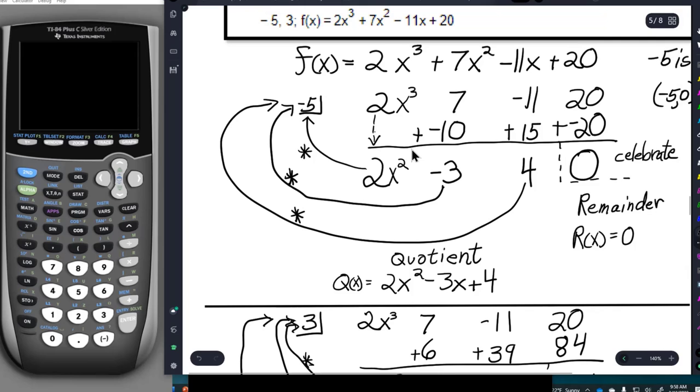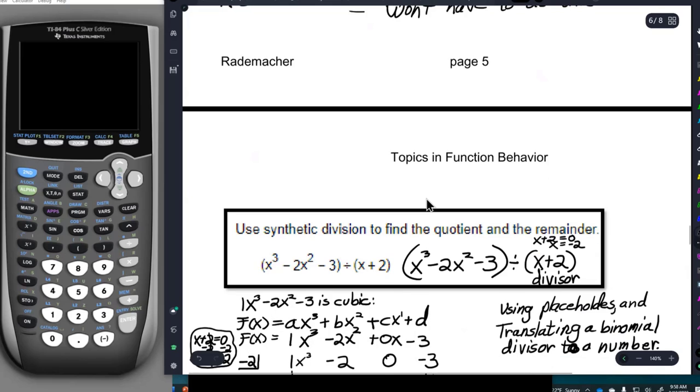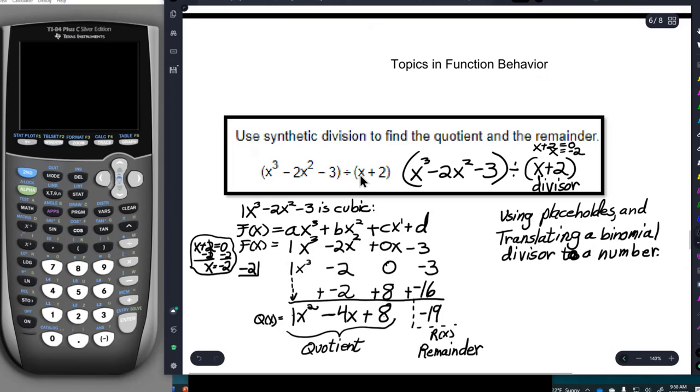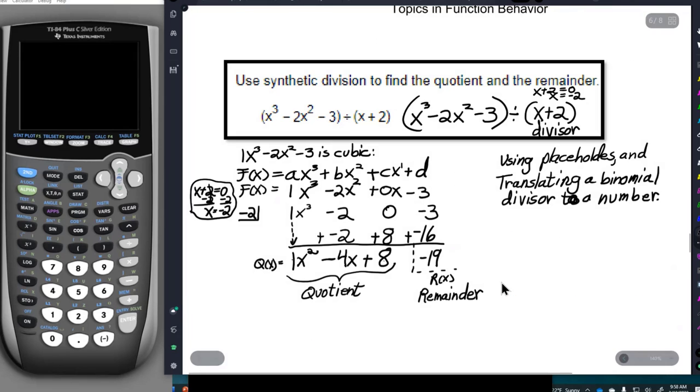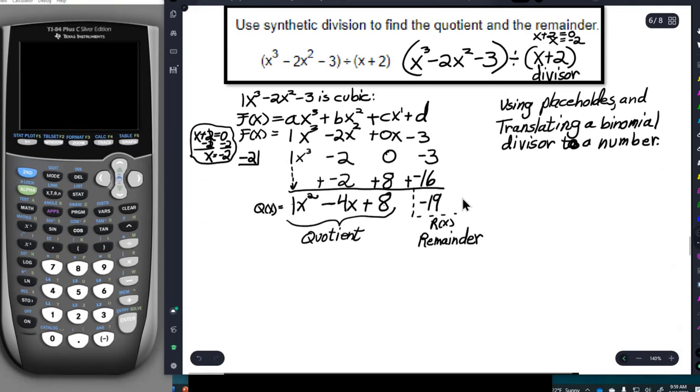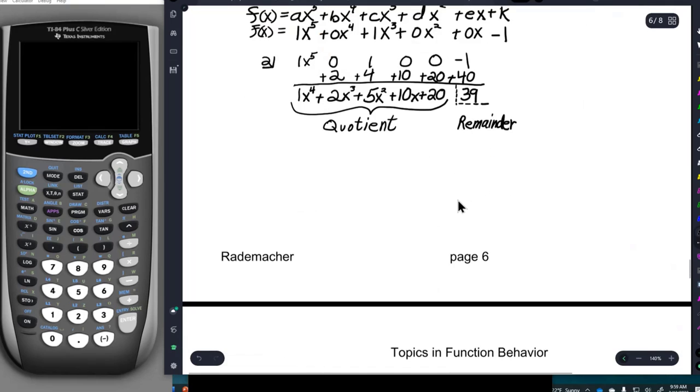Sometimes you're given the divisors just as numbers, but sometimes you're given them as factors, then you have to set that divisor equal to zero and solve for x in order to use synthetic division. This is the only type of polynomial that you can use synthetic division with. If it were x squared or something, you couldn't do it. You would have to do long division, polynomial long division, which, you can build up speed with that, but it is harder. It is more difficult than what we're doing here. That was fun.